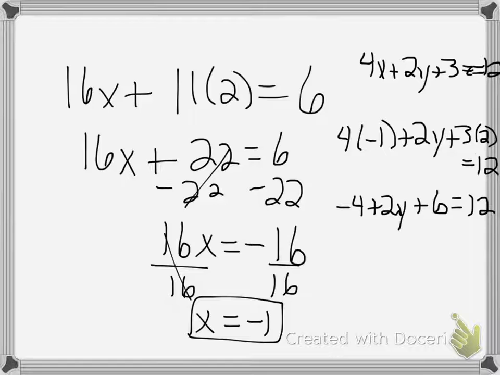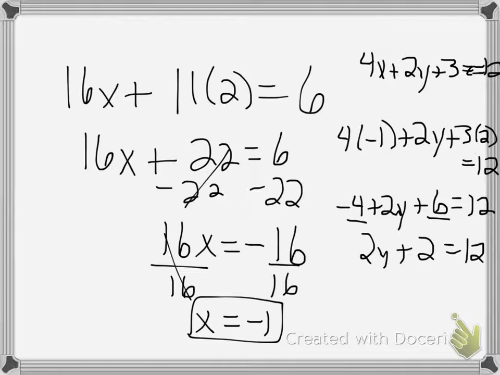Everyone okay with what I've done so far? So I'm solving for y. What can I do from here? Can I do anything before I add 4 to both sides? Oh, wait. Combine your like terms. I've got a -4 and a 6 on the same side. What's -4 plus 6? 2. So I get 2y plus 2 equals 12.